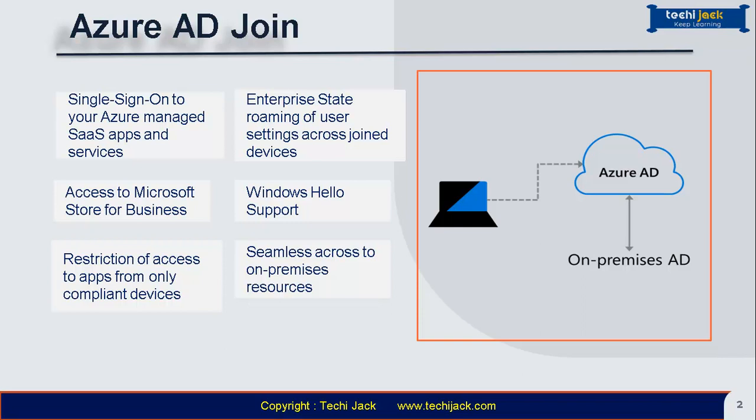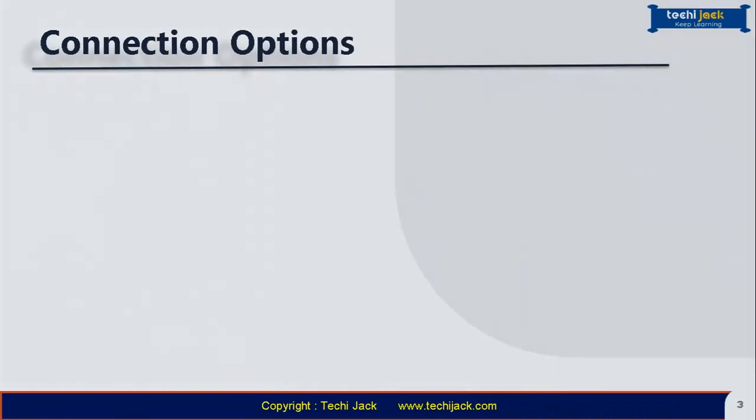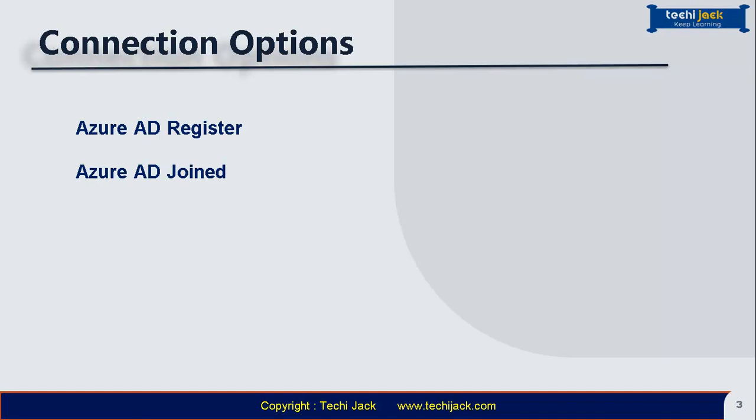Let's also have a look at the connection options we have available with Azure AD Join. The options we have are Azure AD Register, Azure AD Join and Hybrid Azure AD Join. Registering a device to Azure AD enables you to manage a device identity. When the device is registered, Azure AD device registration provides the device with an identity that is used to authenticate the device when a user signs into Azure AD.